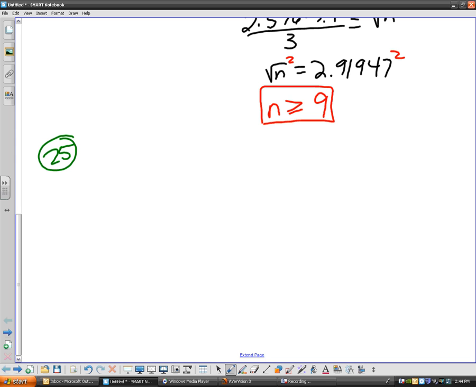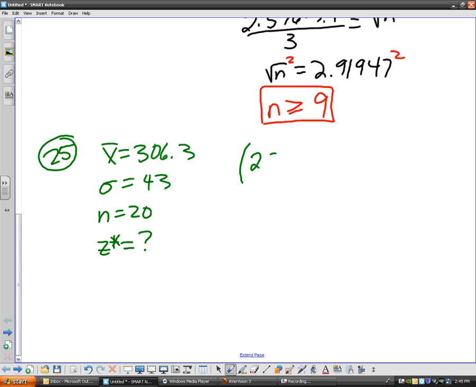Number 25 was asking you to solve backwards. They gave us a mean of 306.3, standard deviation of 43, and a sample size of 20. And they want to know, what's the z-star? What's the confidence interval? Well, they gave us the interval to be this. Well, where does the mean fall here? The mean falls exactly in the middle.